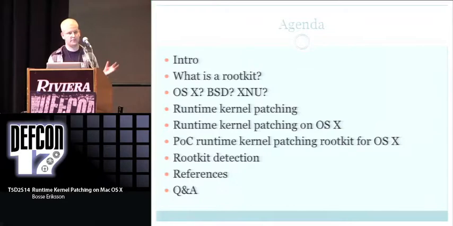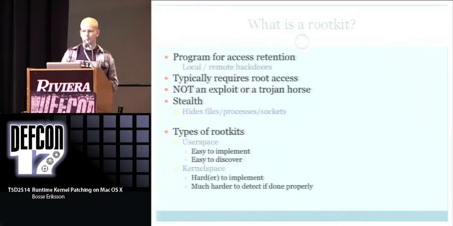So I'm going to start off. I'm pretty sure most of you guys know what a rootkit is. Basically it's a program for access retention. It's not an exploit or a Trojan horse. It doesn't grant you access to a box, so you don't own something with it. Also, you don't send it to a person and have them run it. It's something you run on a box you owned to retain access to it. Typically it requires root access and it provides stealth techniques like hiding files, processes, sockets, and so on.